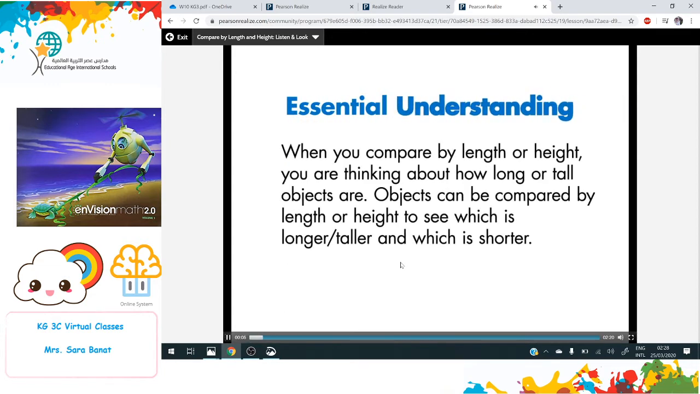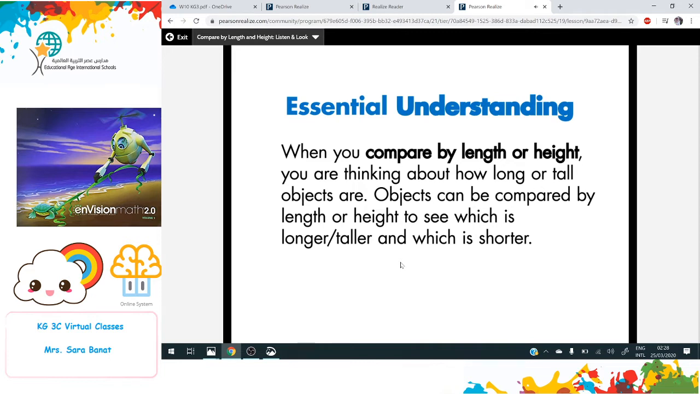The essential understanding for this lesson is when you compare by length or height, you are thinking about how long or tall objects are. Objects can be compared by length or height to see which is longer or taller and which is shorter. Previously, students used geometry to describe the shape of objects. In this lesson, students learn that they can also use measurable attributes to talk about objects. They directly compare the lengths or heights of two objects to identify which is longer or taller and which is shorter.